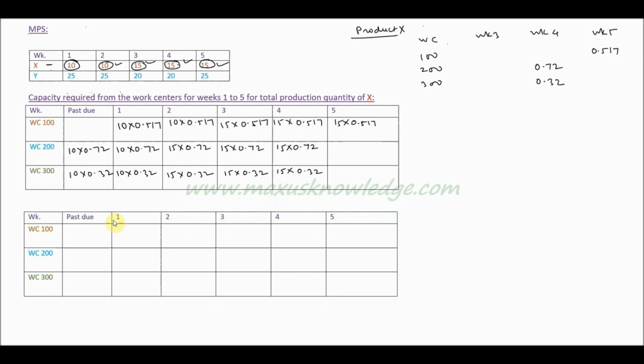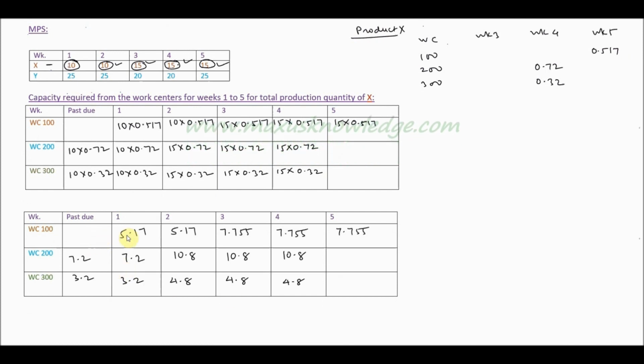Now let me calculate this and put this data in this table here. So I've put the hours here after calculating, and this is how it looks like. So this is the number of hours required from each work center to produce the MPS quantity given to us from week 1 to week 5. Now let's do the same thing for product Y.